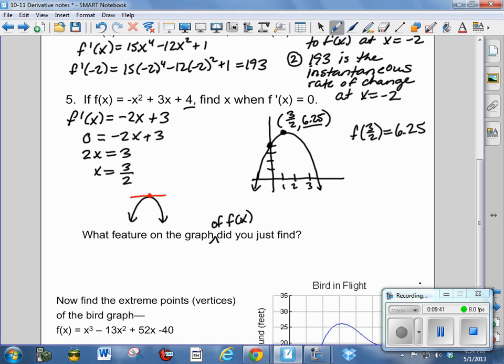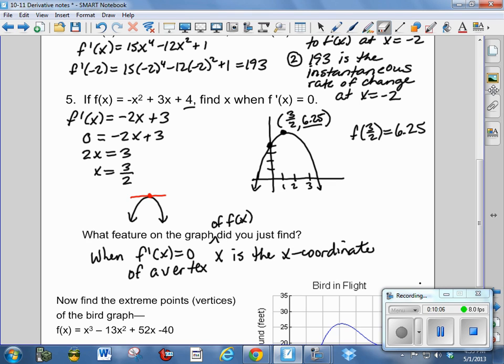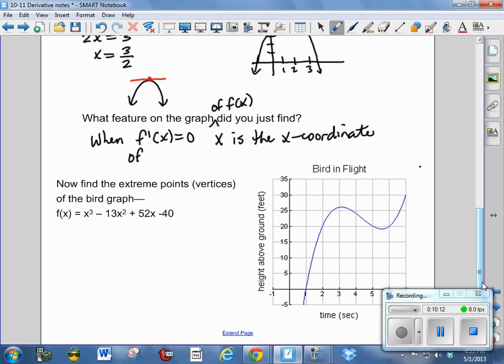So what I found was when f prime of x equals 0, x is the x-coordinate of a vertex of f of x. Now, a parabola happens to have one vertex, but we're going to look at an example. That looks like all one word, so I'm going to change that a little bit, sorry. Okay, it's a vertex of f of x, not a vertex of f prime of x.